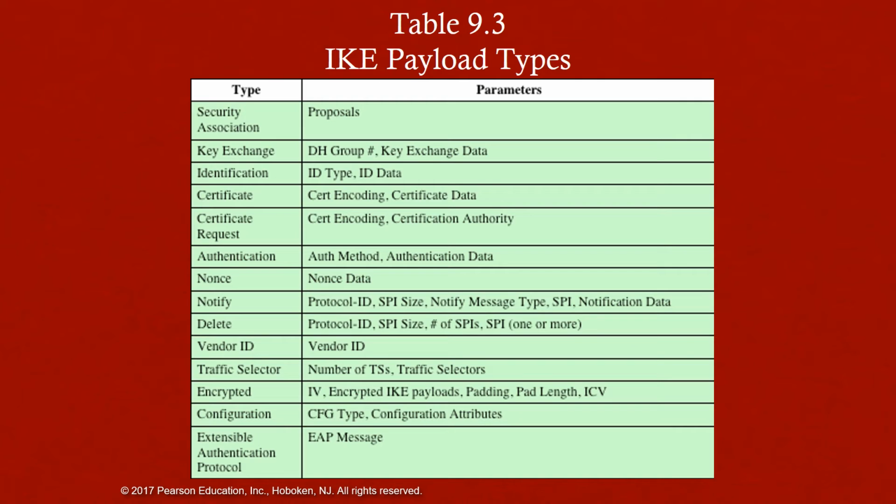The traffic selector payload allows peers to identify packet flows for processing by IPsec services. The encrypted payload contains other payloads in encrypted form. The encrypted payload format is similar to that of ESP. It may include an IV if the encryption algorithm requires it, and an ICV if authentication is selected.